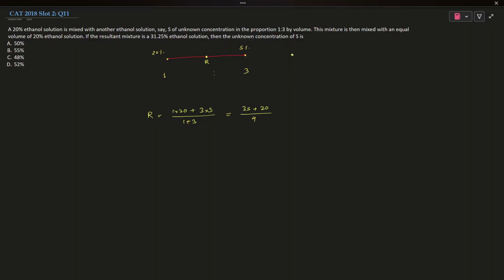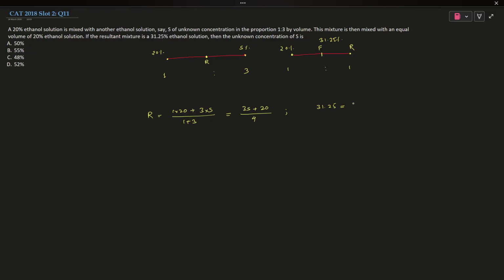Now as per the second information, this resultant solution is then mixed with an equal volume of 20%. So I have a 20% solution, and I have R, the resultant solution, and they are mixed in equal volume. That means in the ratio 1:1, and this is the final mixture. The final mixture is 31.25%. So again we will use the weighted average concept.